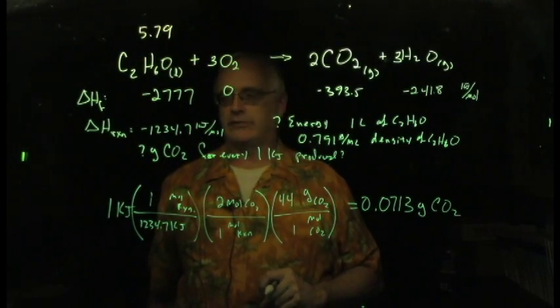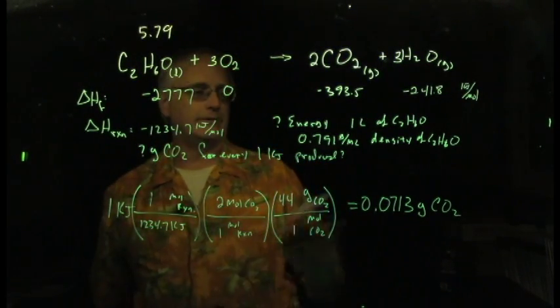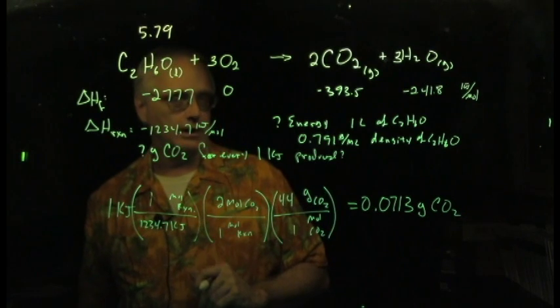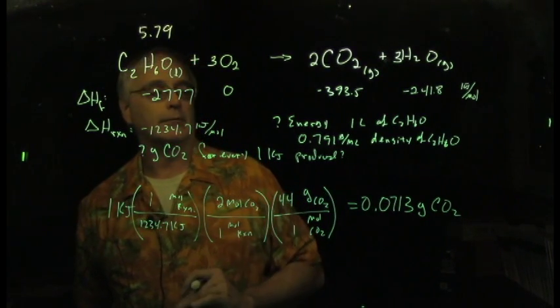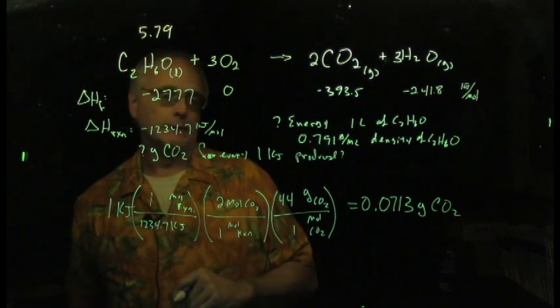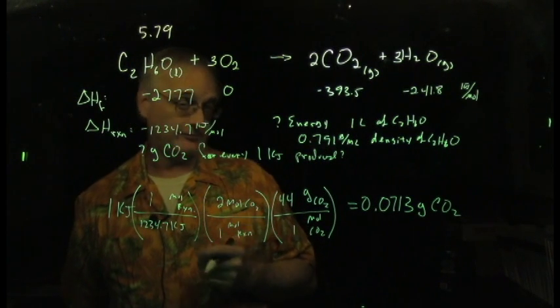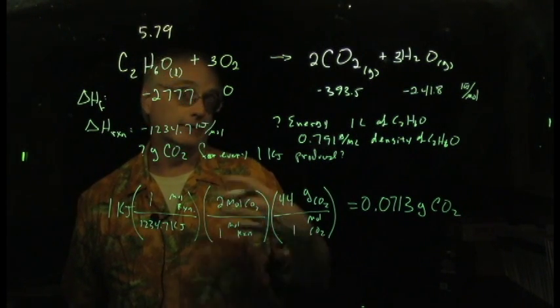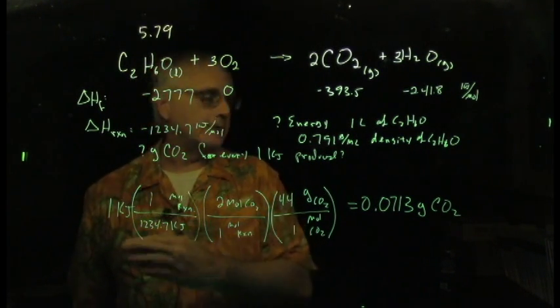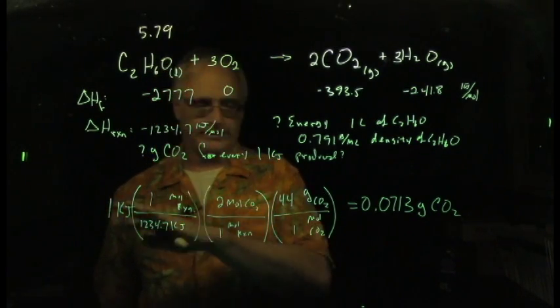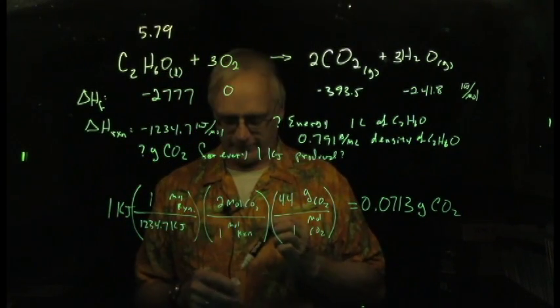Not much. So to release a kilojoule of energy, we don't have to burn up much. We don't get a lot of carbon dioxide for just 1 kilojoule, but of course 1 kilojoule is really a fairly small amount of energy. We need a lot of energy to do anything useful. So there's the energy stoichiometry problem for part D.